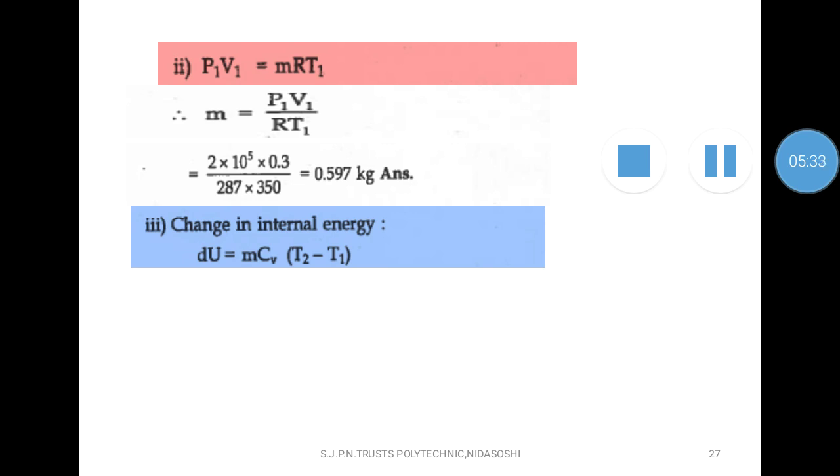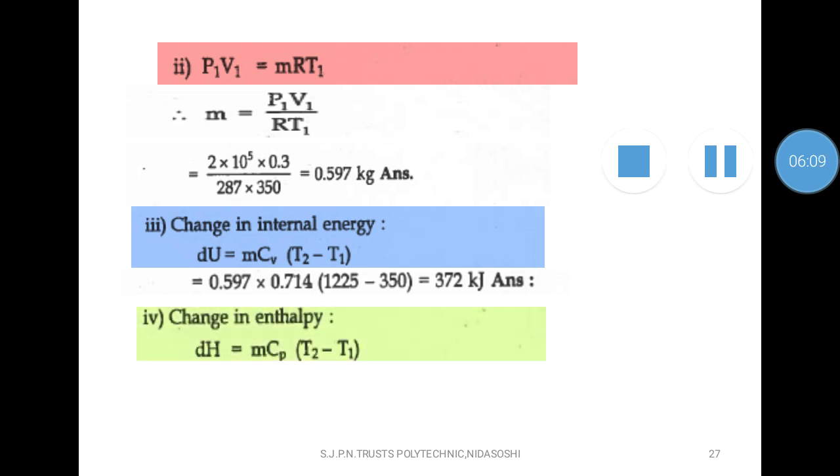So change in internal energy, the formula is dU is equal to m Cv (T2 minus T1). Here we know m, the mass of gas, Cv we have assumed, and T2 we have calculated in the first step, T1 we know. So after filling all the values, m is equal to 0.597, which is calculated in the second step, Cv assumed 0.714, T2 is 1225 Kelvin, which is calculated in the first step, minus 350. After solving this, we will get the 372 kilojoule answer.